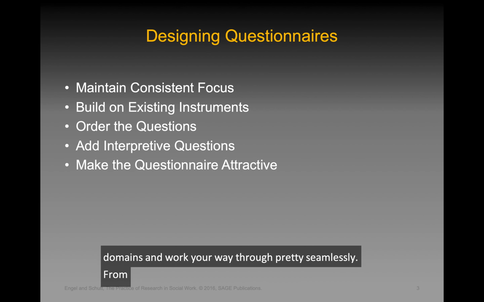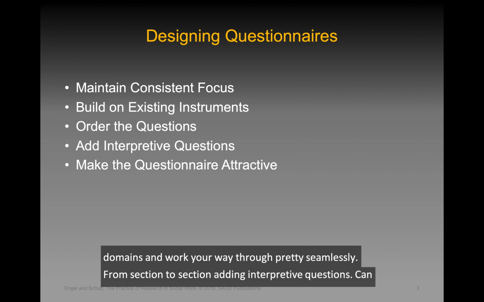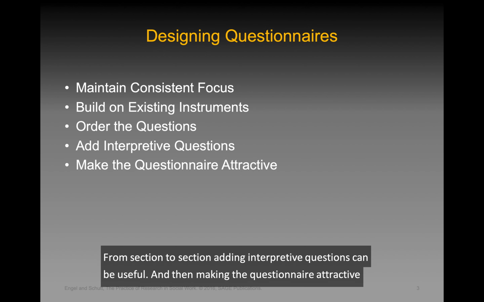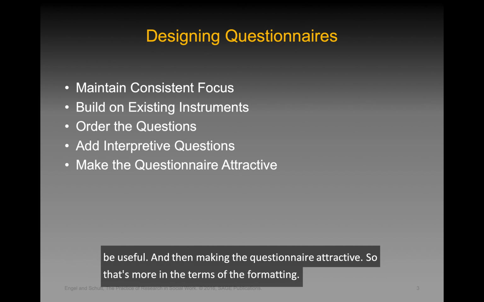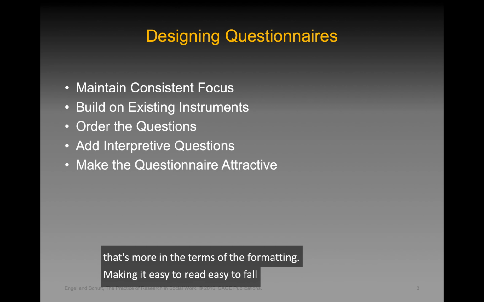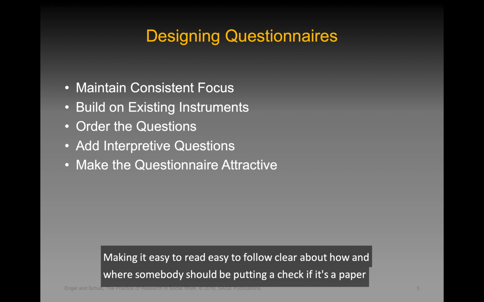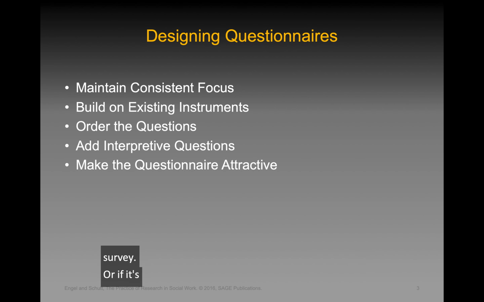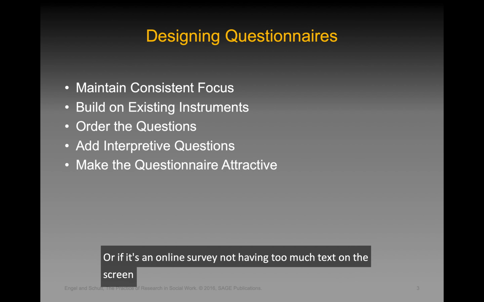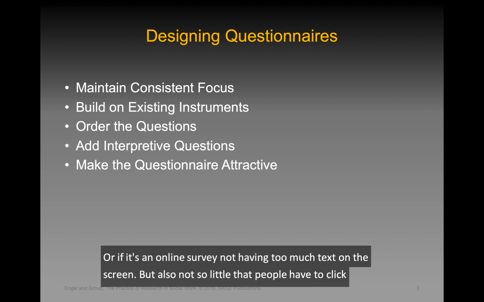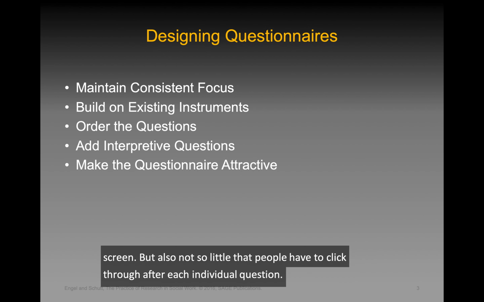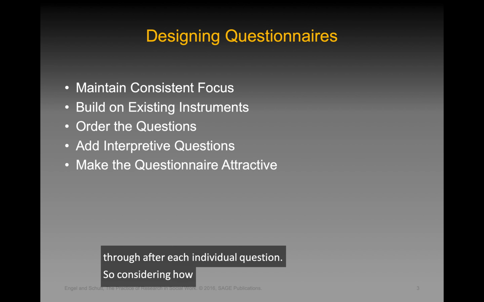Adding interpretive questions can be useful, and then making the questionnaire attractive. That's more in terms of formatting: making it easy to read, easy to follow, and clear about how and where somebody should be putting a check if it's a paper survey. If it's an online survey, avoid having too much text on the screen, but also not so little that people have to click through after each individual question. So considering how the participant is interacting with the questionnaire is really important.